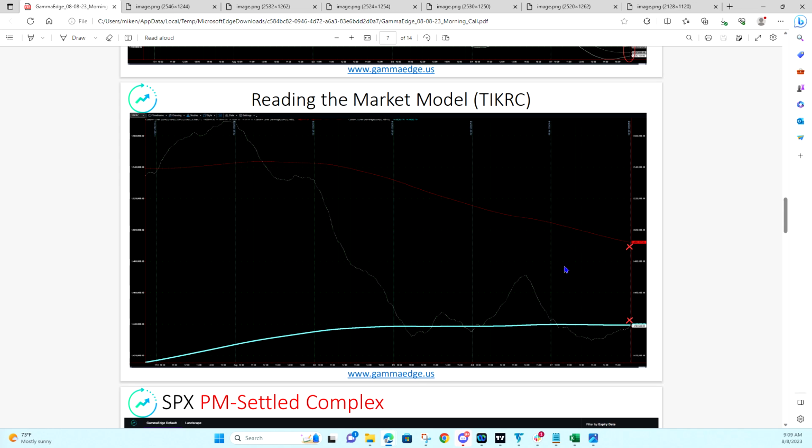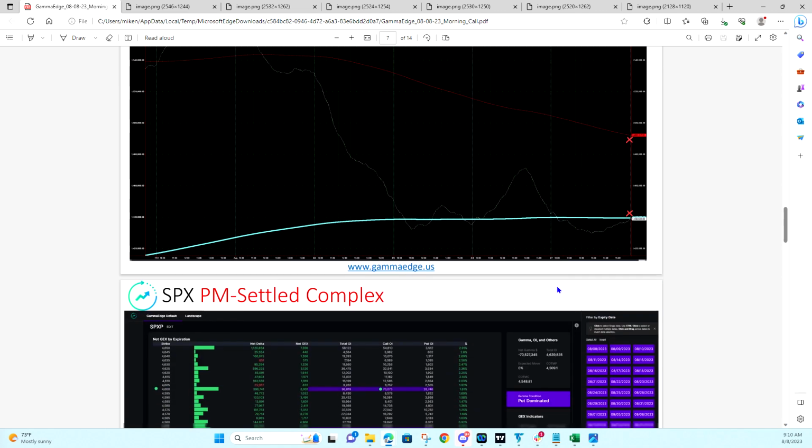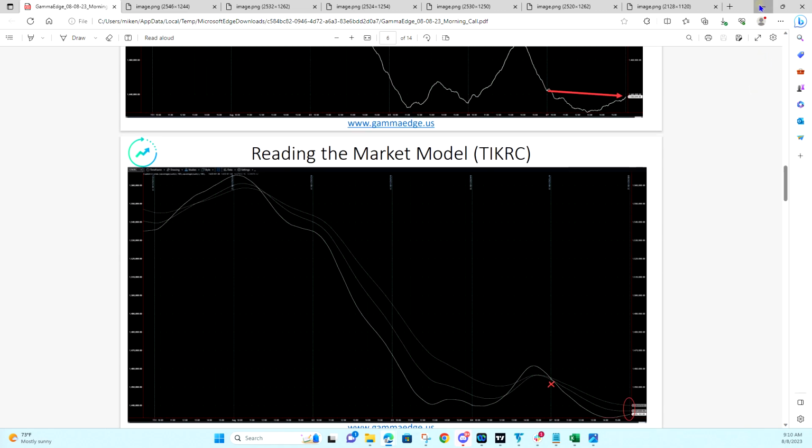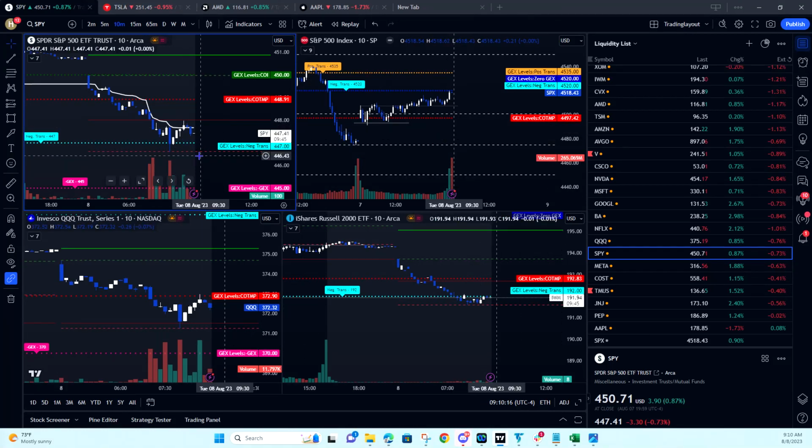And then the ribbon is turned off, but we just have the red and the cyan, which is the top and the bottom of the colored ribbon, noted by the X's here. So again, negative slope on the red, pretty much flat on the cyan at the moment, and then we close below the previous low. We'll go ahead and move on to what we're looking at pre-market here.